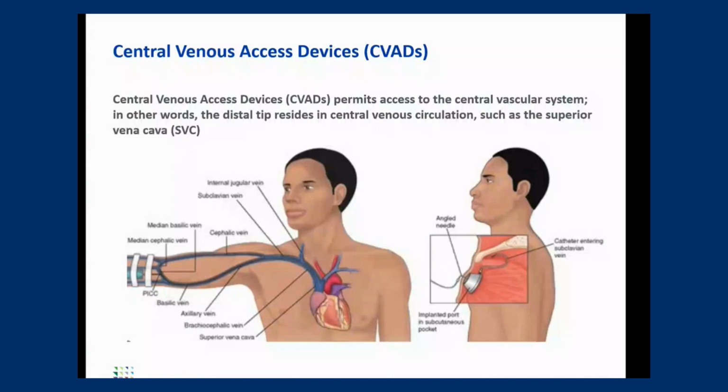Central venous access devices. For a line to be considered central venous, the tip does need to lie in the central circulatory system. So usually we have our tip sitting in the SVC.